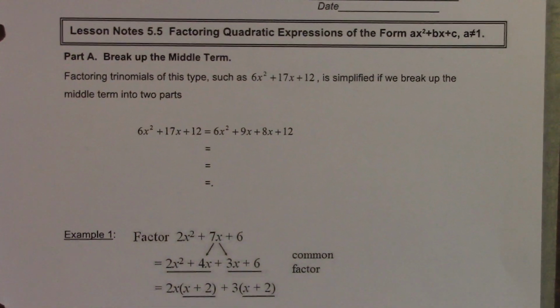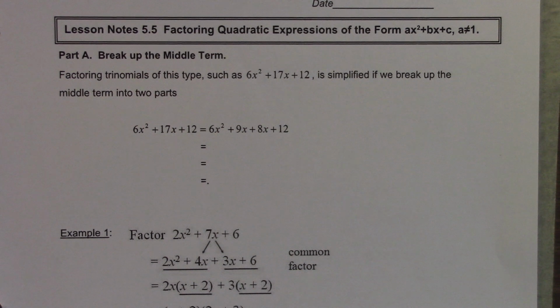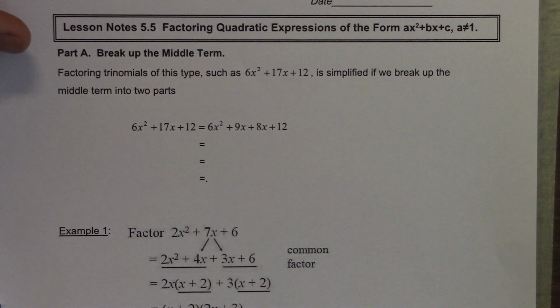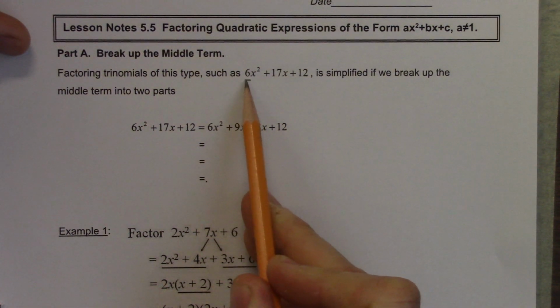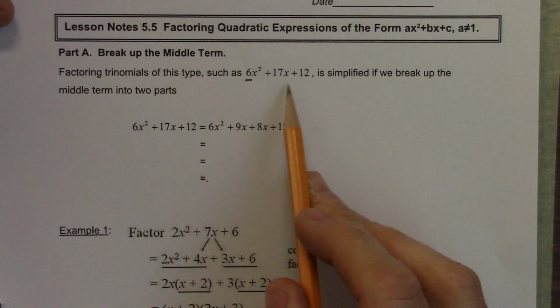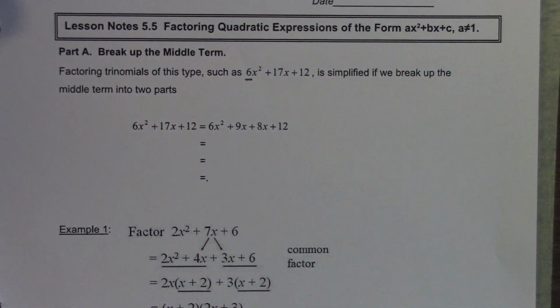All right, this is 5.5. We're going back to review 5.5. The first thing we're trying to do is to factor trinomials where the a value is not 1, where we have an a value there. In this case it's 6. So 6x squared plus 17x plus 12 is simplified if we break up the middle term into two parts here.